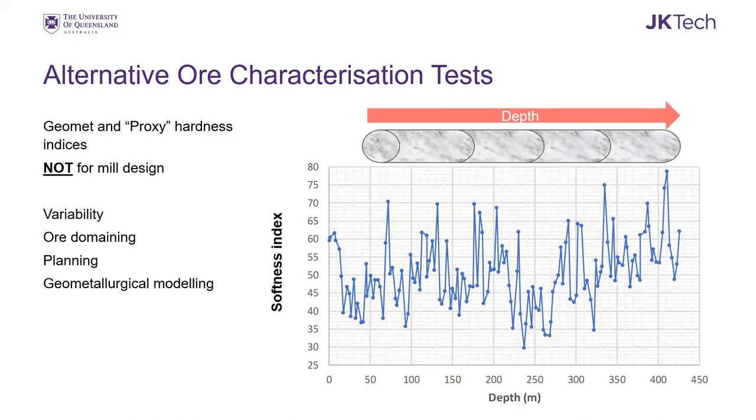And this is something that the drop-weight test and SMC test do very well. The reason for that is the very high control on the energy that the test applies and the particle size selection for the test as well. That's not as exhaustive in other alternative characterization tests. Hence, they bring noise. So how can we deal with that noise? By taking more measurements. A lot of tests fall into this category where you really need to conduct more tests to try to overcome that noise.